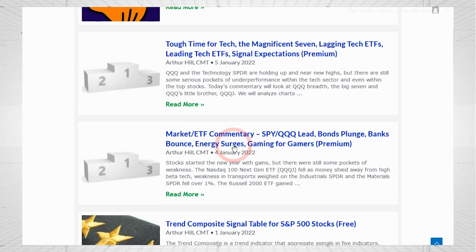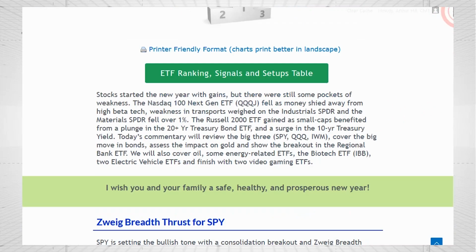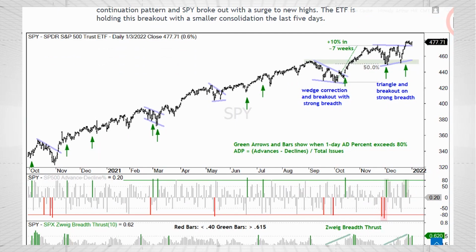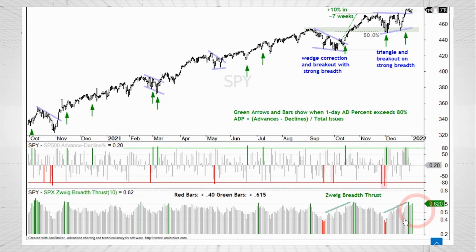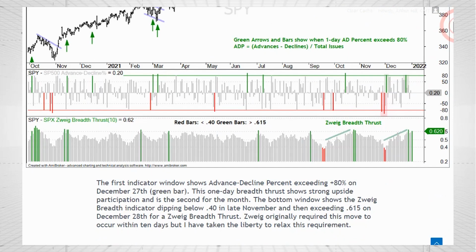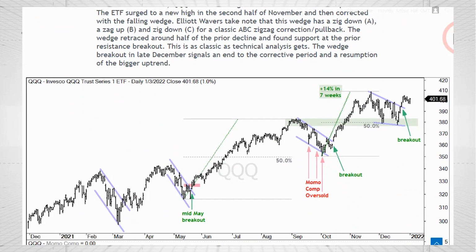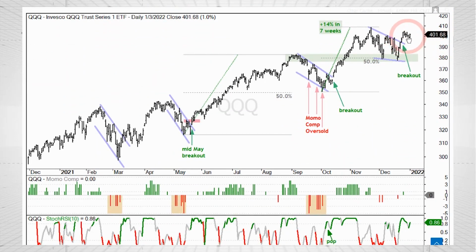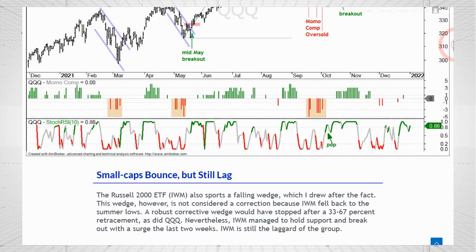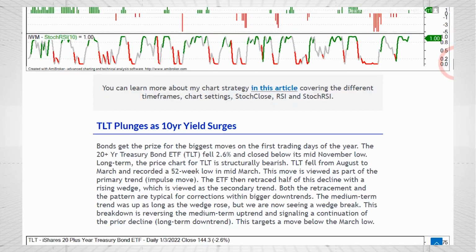On Tuesday, I wrote about SPY and QQQ leading the plunge in bonds, and we had that breakout in the 10-year yield. And that's kind of changing things. And also I pointed out the Zweig breadth thrust in SPY. And there you can see the 2 breadth thrusts in SPY in early December and late December on an individual day. So I use breadth a lot when it comes to timing the longer term. And there's the breakout in QQQ that we're monitoring because it's kind of in the trend monitoring phase.